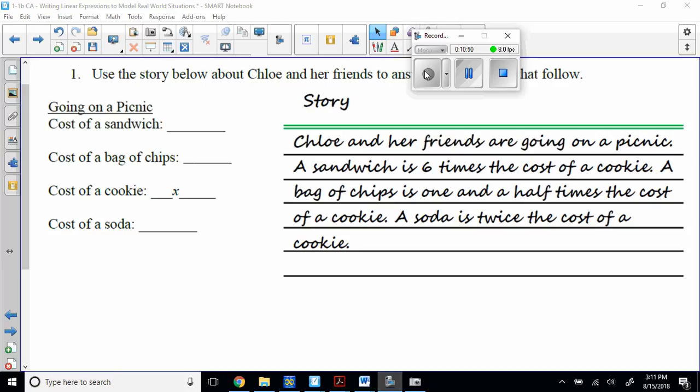Chloe and her friends are going on a picnic. A sandwich is 6 times the cost of a cookie.